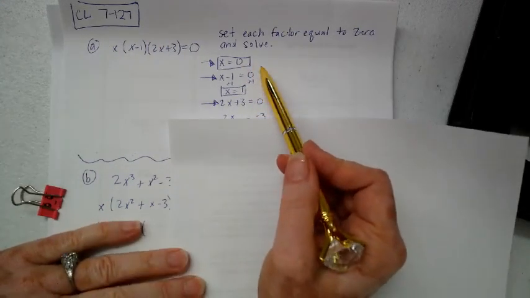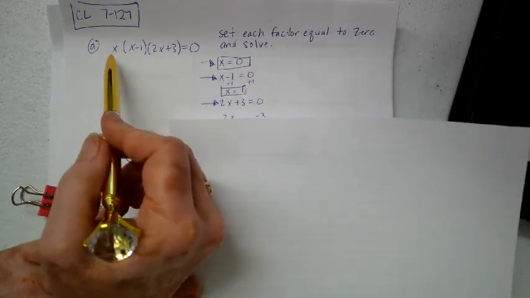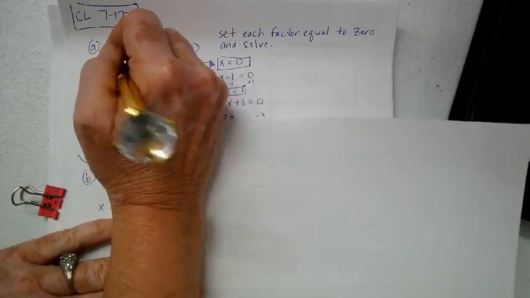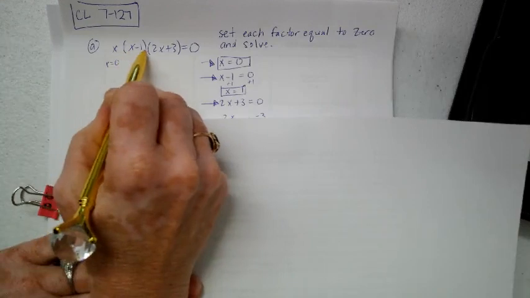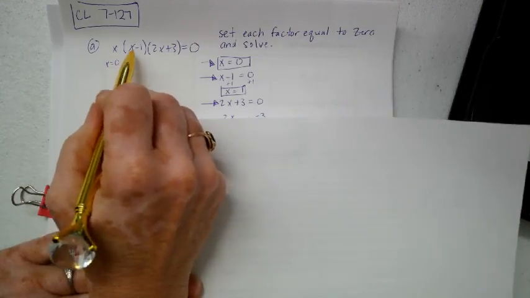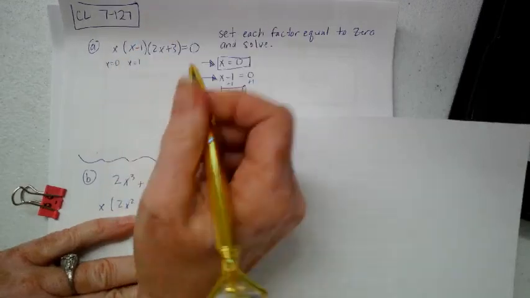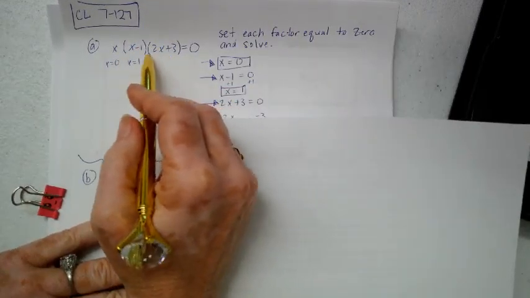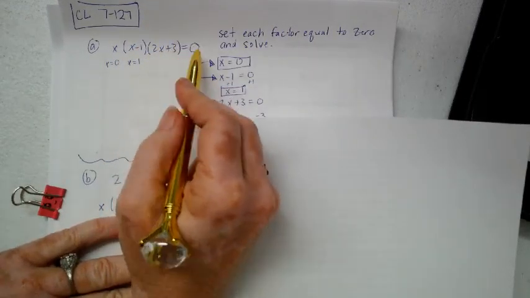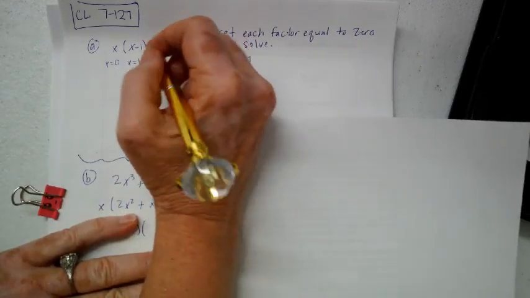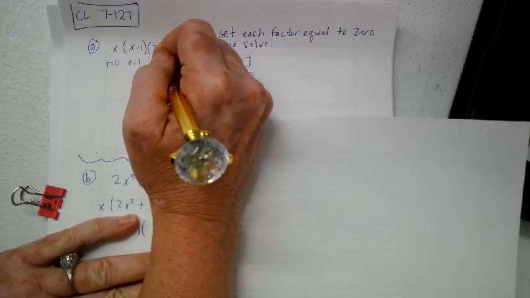And then you might be able to do this in your head. You can just go x equals 0. I can do this one in my head. I can go, well, what makes a 0 here? It's x equals 1. And what makes a 0 here? I can do that in my head. That would go over to the other side of the equal sign and be -3, and then I divide by 2. So that's going to be -3/2.